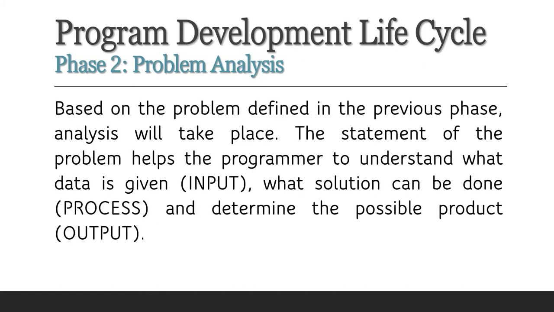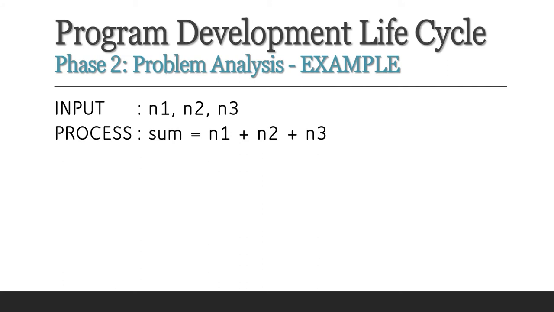The next is to analyze the problem. We would know the input, process, and output. Considering the example in our previous phase, our input would be N1, N2, N3. We have sum equals N1 plus N2 plus N3. That would be our process, and the output is the sum. Take a look at the process. If you have the equal sign, on the left side of that equal sign would be your output. But how could you come up with a result? If you notice, on the right side of the equal sign are the inputs or the given. This means the inputs are relevant in order to come up with the output. Note that the input would come from the user.